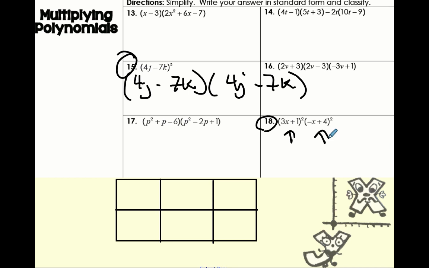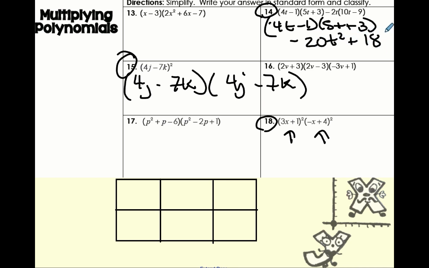So let's go ahead and look at number 14. Before I actually do the multiplication, I'm going to use the distributive property beforehand, because that's a little bit easier to do than multiplying these type of binomials at this time. So I'm going to keep this (4t - 1)(5t + 3), and then I'm going to do minus 20t squared plus 18t. Now these two are being multiplied, and this one is just subtraction and addition.